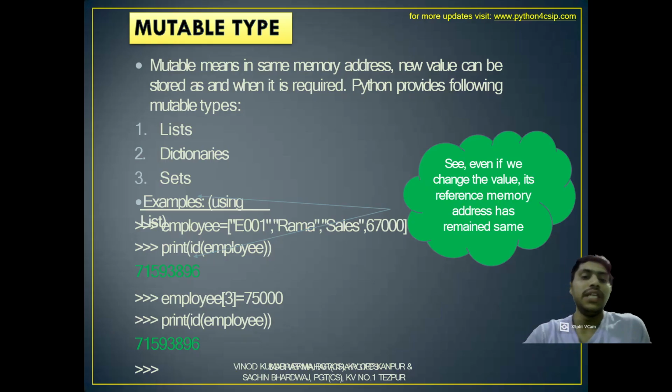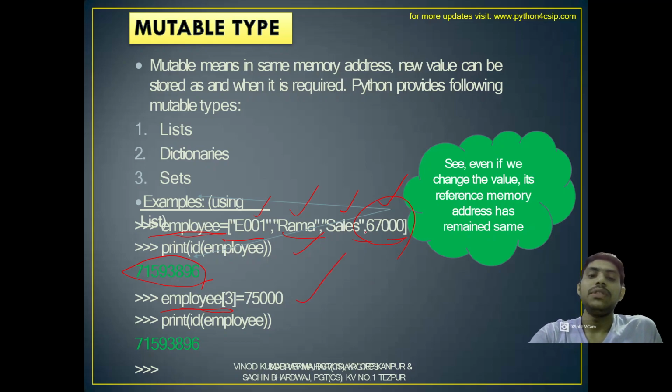So it is telling here, you can see. Suppose they have created one employee list, E001 comma salary. Print employee, the address you can see. Then they change the value, employee of 3. 3 means this one: 0, 1, 2, 3. So they have changed it to 75,000. You can see the value now changed from 67,000 to 75,000.